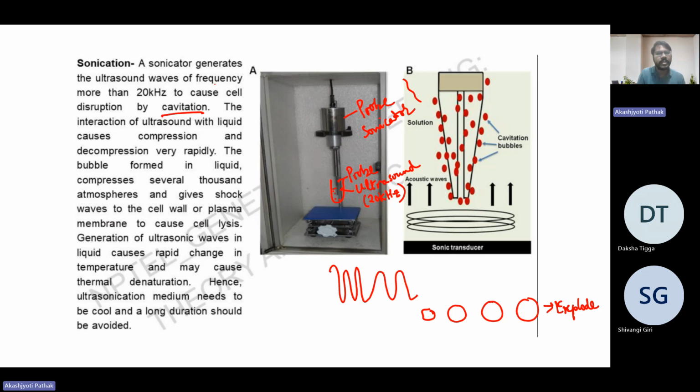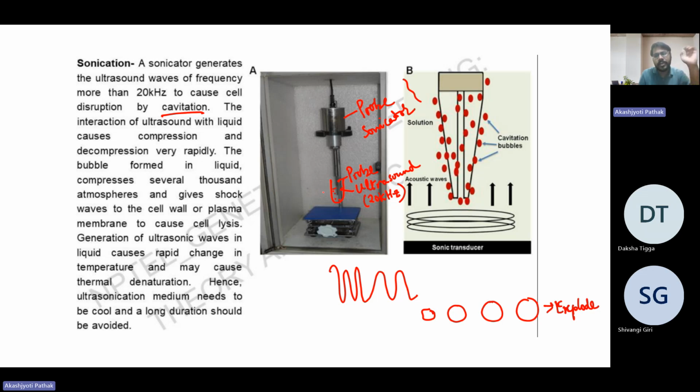Sonicator generates ultrasound waves of frequency more than 20 kilohertz to cause cell disruption by cavitation. Cavitation means this ultrasound is producing air bubbles, and the interaction of ultrasound with liquid causes compression and decompression very rapidly. The bubble formed in liquid, this process is called cavitation. It compresses several thousand atmospheres and gives shock waves to the cell wall or plasma membrane to cause cell lysis. Generation of ultrasonic waves in liquid causes rapid change in temperature and may cause thermal denaturation.